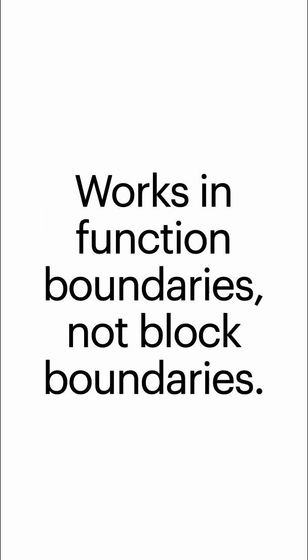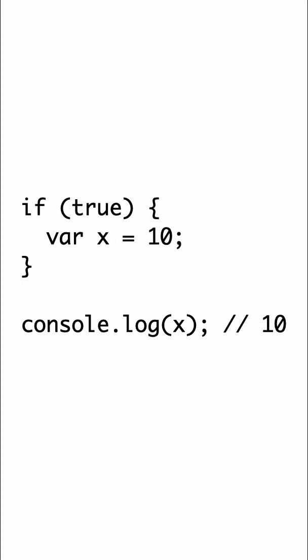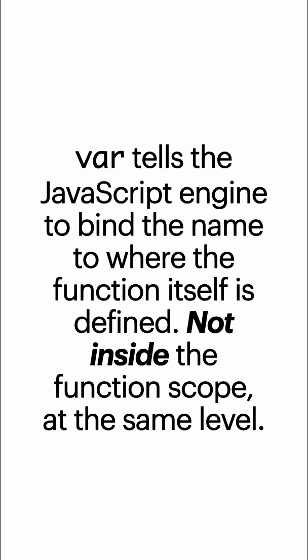First, var works only within function boundaries, not block boundaries, and its behavior is not straightforward, as we'll see. Here, we used var to declare x. Because there is no distinct scope between the outside of the if statement and the inside of the if statement, the variable x is created in the same function scope of the if statement itself. var tells the JavaScript engine to bind the name to the scope in which the function itself is defined, not inside the function scope. It's bound to the scope of its parent, or wherever it got defined.